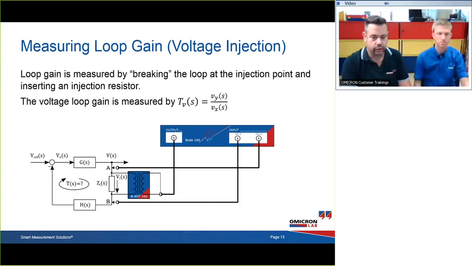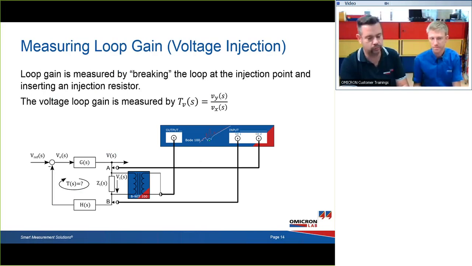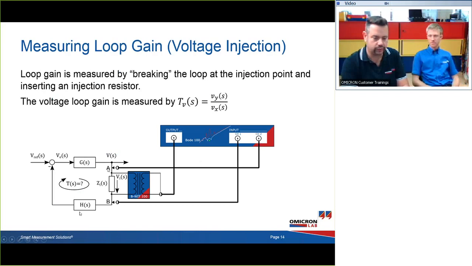So how to measure the loop gain? Usually you can measure the loop gain using the voltage injection method. We virtually break the loop at the beginning of the feedback path in this example. So we add an injection resistor here, and we use an injection transformer to send a signal into the loop at point B, and it travels the entire loop and comes back at the output, and here we pick up the signal again. By comparing the signal that we receive at point A with the signal sent in at point B, we get as a result the transfer function of the complete loop.